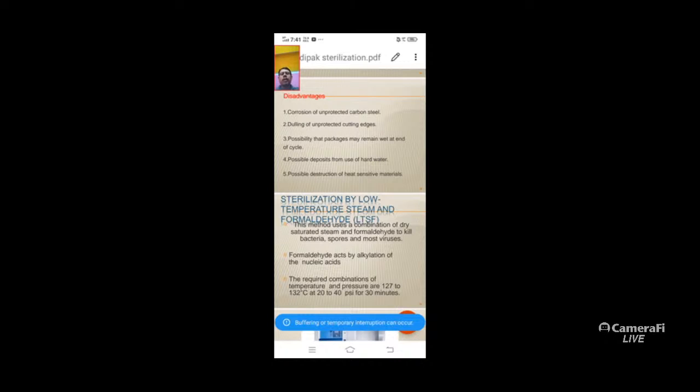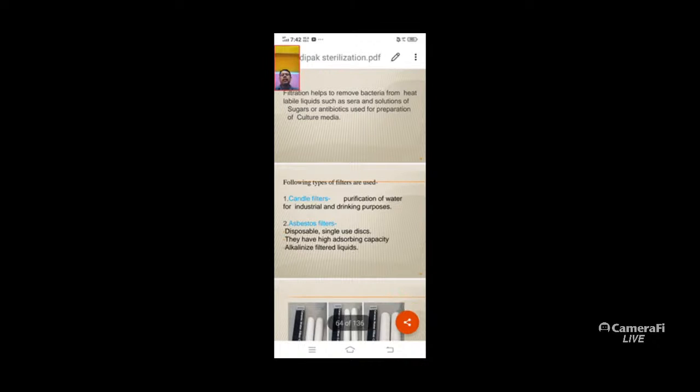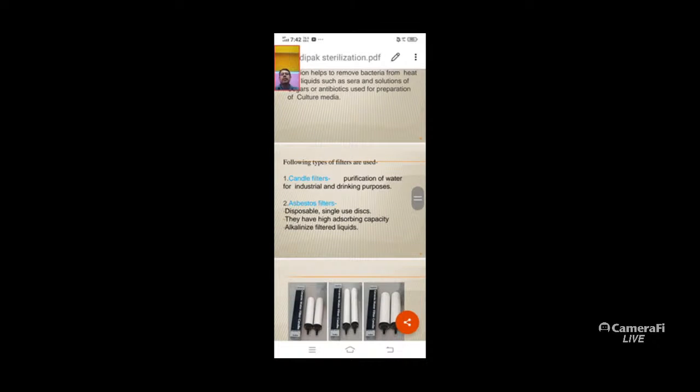And sterilization at low temperature by formaldehyde. This method uses a combination of dry saturated steam and formaldehyde to kill bacteria. Two types of candle filters: one is the candle filter for water, for industrial as well as drinking purposes, and the asbestos filter, like the disposable syringe filter discs, which have a very high absorbing capacity and are alkaline.